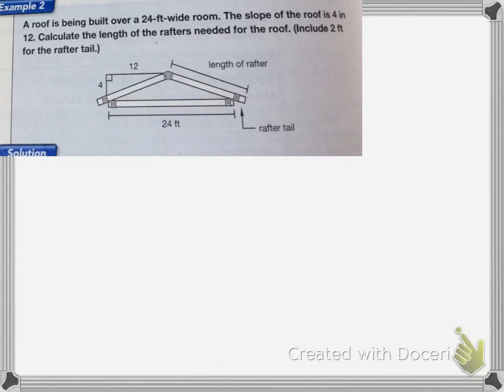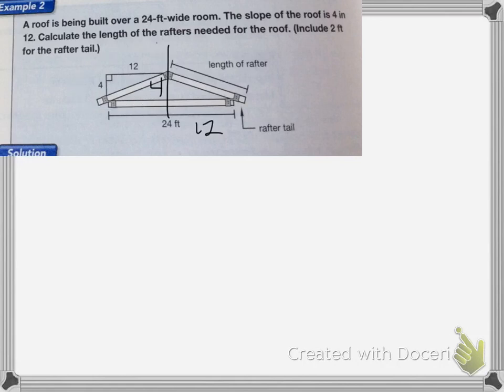So, we consider the length of the rafter to be the hypotenuse of a right triangle. The width of the room is 24 feet, but a rafter spans only about half the width of the room. So the base of the right triangle is going to be 12 feet. The slope of the roof is 4 inches in 12, which means that for every 12 horizontal units, the roof rises 4 feet. So, since the base of my triangle is 12, that means the height is going to be 4 feet. And that's shown in this picture here.